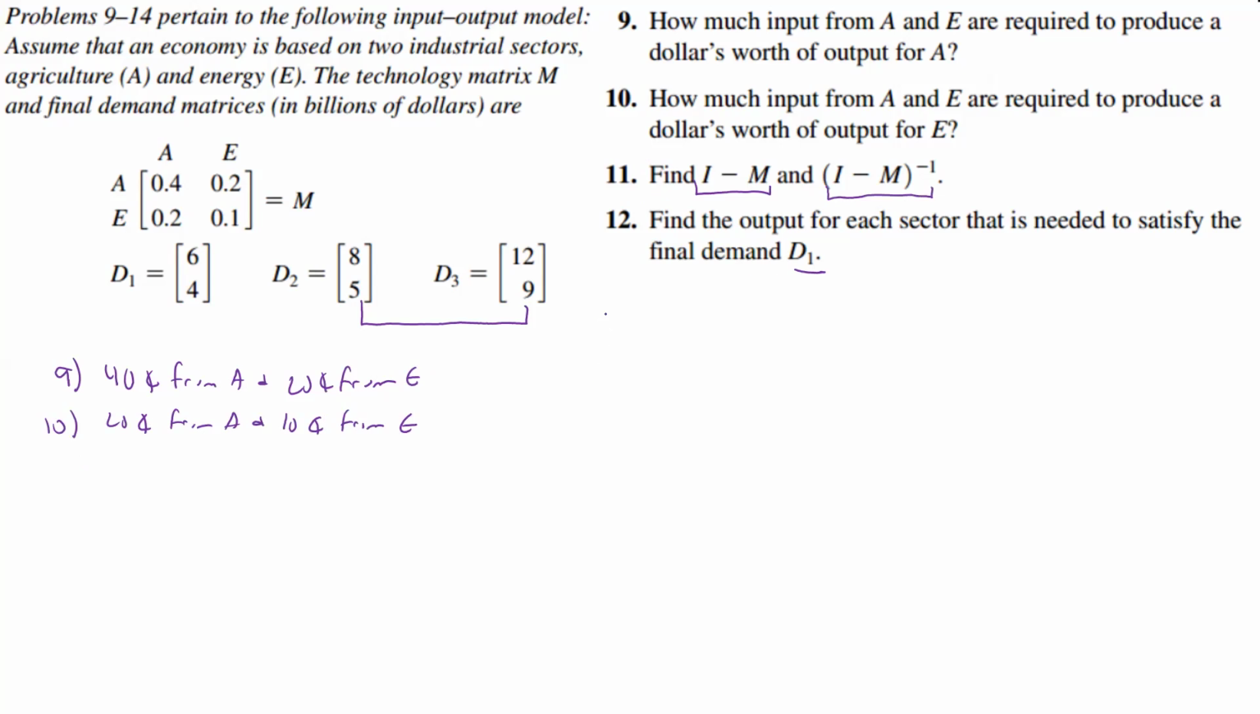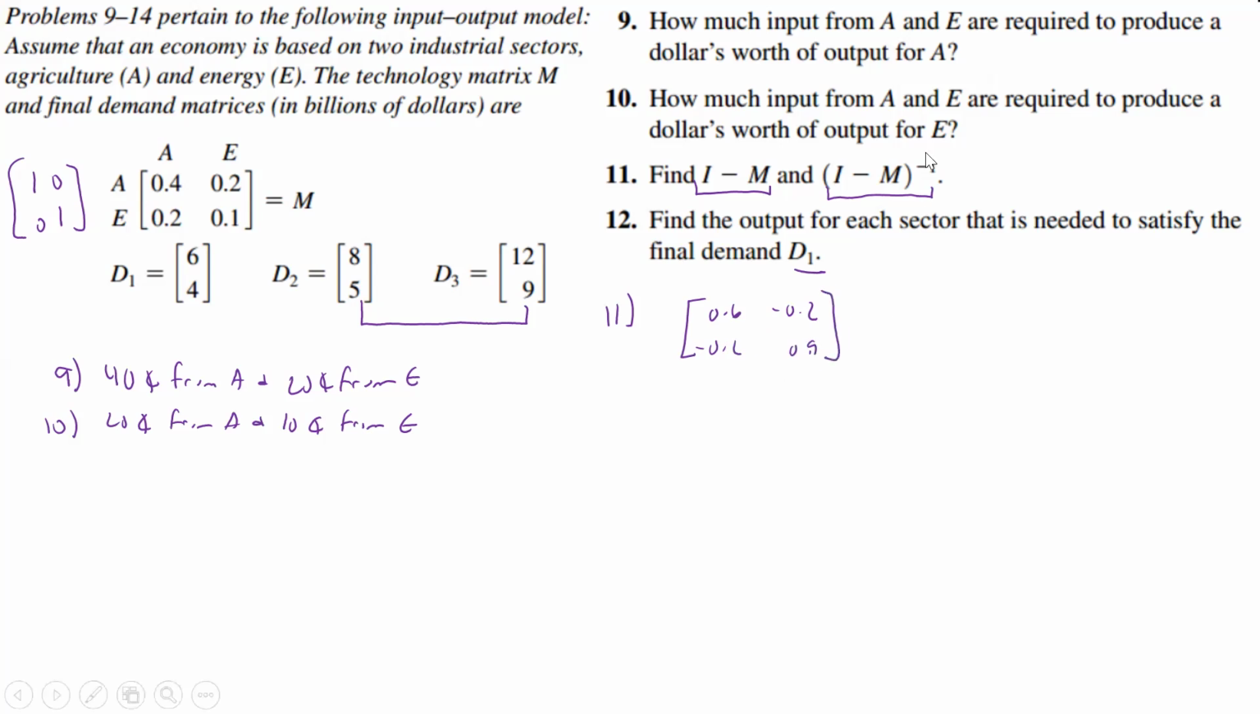All right. So 11. Remember, I is just going to be 1, 0, 0, 1. We're going to take that minus this to get I minus M. So we take 1 minus 0.4, which is 0.6. 0 minus 0.2 is minus 0.2. 0 minus 0.2 is minus 0.2. And 1 minus 0.1 is 0.9. And then we also have to find the inverse.